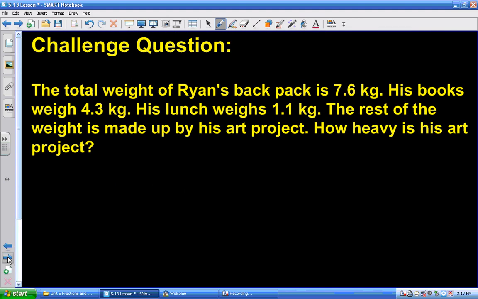All right, the challenge question. Try it. This is the challenge question. The total weight of Ryan's backpack is 7.6 kilograms. His books weigh 4.3. His lunch weighs 1.1. The rest of the weight is made up by his art project. How heavy is his art project? Without telling me the numbers, who can tell me how we're going to go about solving this? What do I have to do? Abby?